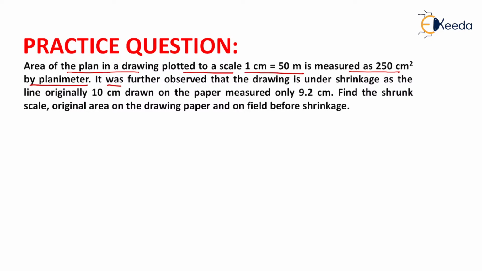Now it was further observed that the drawing is under shrinkage, as a line originally 10 cm drawn on the paper measured only 9.2 cm. It means that before shrinkage the length of the line was 10 cm and after shrinkage it is only 9.2 cm. Now find the shrunk scale, original area on the drawing paper as well as on field before shrinkage.